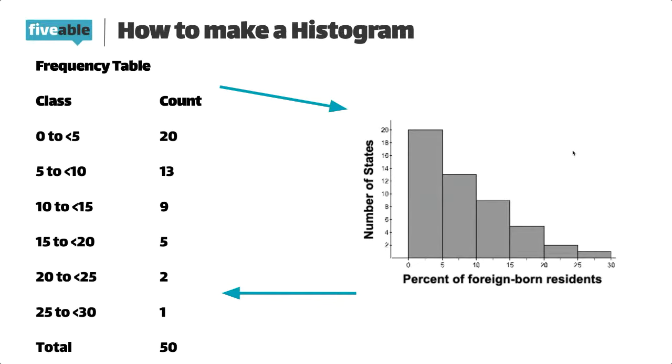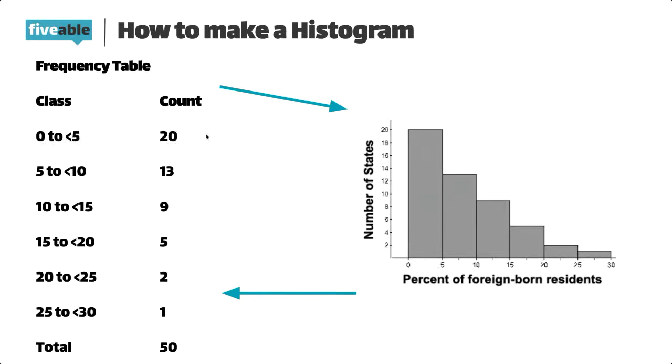Here's another example. On the bottom, we have percent of foreign-born residents. On the left-hand side, we have the number of states. So we can clearly see in our frequency table that for 0 to 5% of foreign-born residents, 20 states have that proportion. So over here, between 0 and 5%, I have the bar going up to 20.